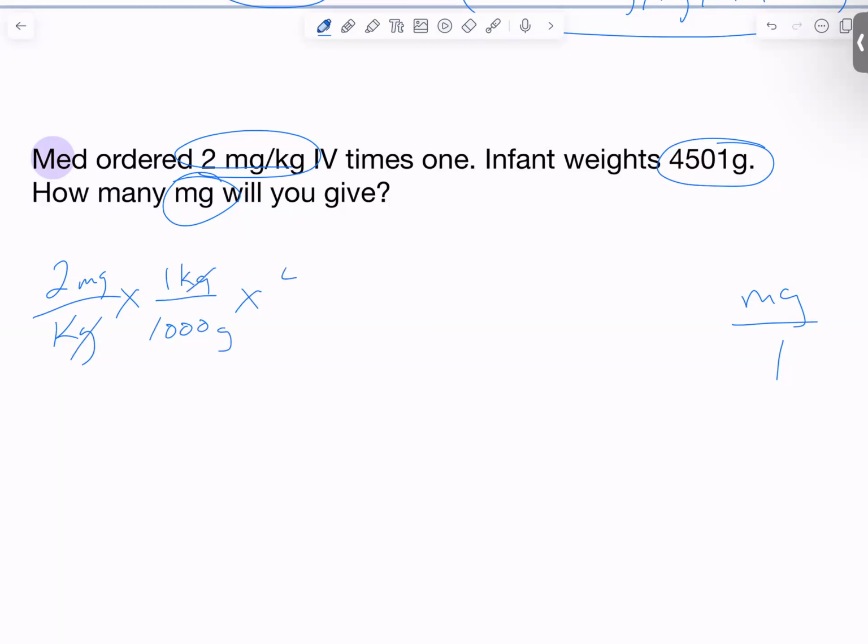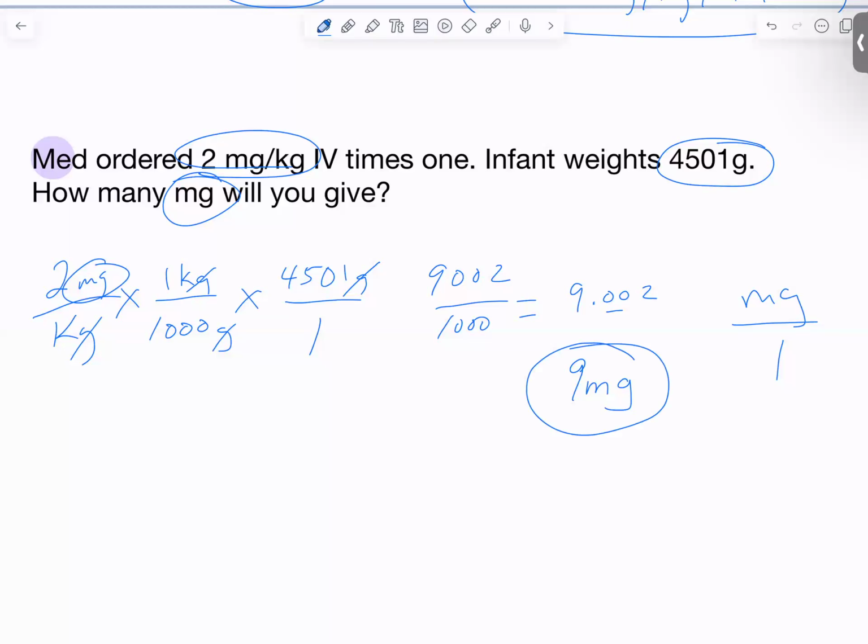And then I can use the baby's weight, 4,501 grams, put that over 1. And it is that easy to solve. Yay, you just have to remember the conversion. So when I do the math across the top, it's 9,002, and across the bottom, it's 1,000. And we don't want to make any errors with our little neonates, that's for sure. So when I divide 1,000 into 9,002, I will get 9.002. These are not significant. But even if they were, it would still not be enough to make it anything other than 9 milligrams. So the answer for that little baby in NICU would be 9 milligrams. That's what you would give the baby.